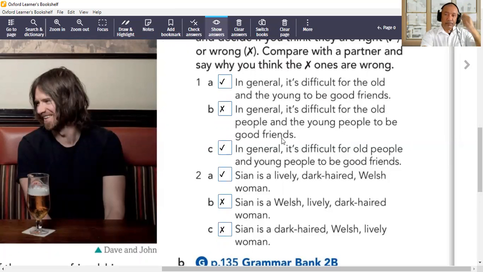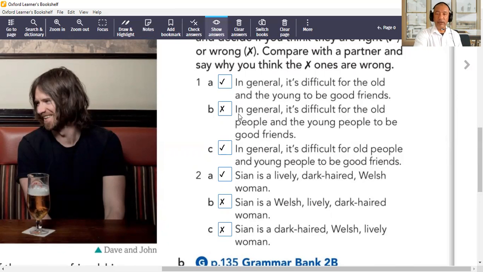So, okay, these are the answers. In general, it's difficult for the old and the young to be good. Okay, the old, right? Because we talk about adjectives, adjective order. So the old is like old people, right? But you can't use the old together with people, like the old people. No, the old or the people who are old. All right. And then we said why such and such are not right.